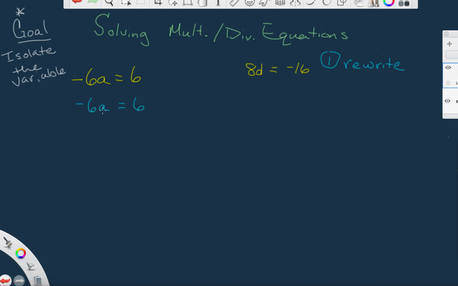Now, how do we do that? We see that it's being multiplied. Any number next to a letter, any coefficient in front of a variable, that's the mathematic language, means multiply. So how do we undo multiplication? We undo it with division. And we just put a fraction bar underneath both terms, right? Because whatever you do to one side, you have to do to the other, and that's the property of equality, right?